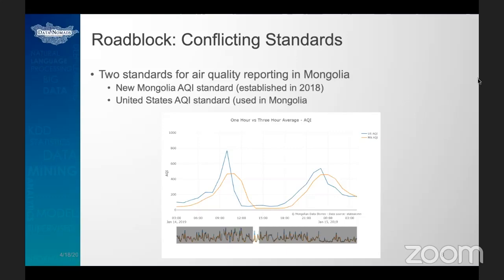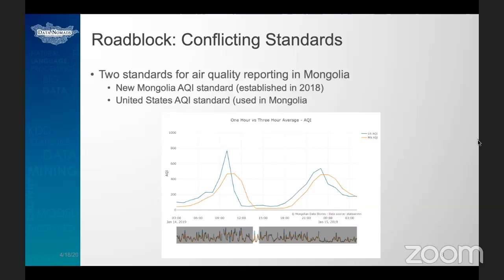And so this is what happens. You can see the chart down here. The blue line is the old US AQI standard, and the orange line is the new Mongolian AQI standard. And if you look at it hourly, you can see that the orange line here is lower. So it makes it look like the air quality is actually better than it is. But the reality is that this is the same sensor data. The data coming from the sensor is exactly the same, just the way that you calculate AQI is different.